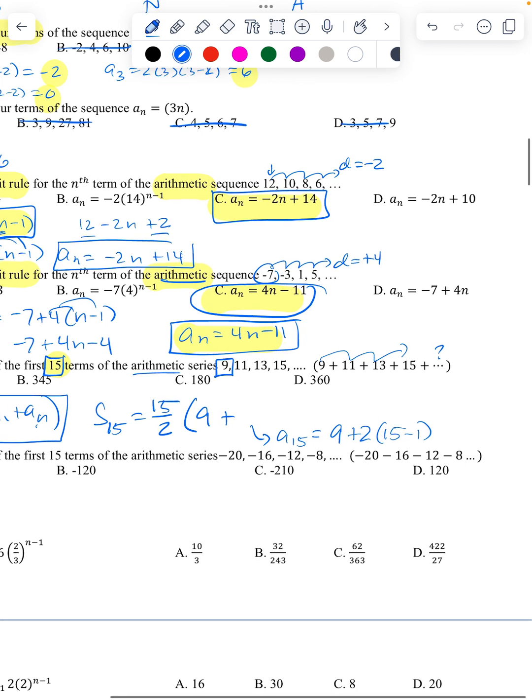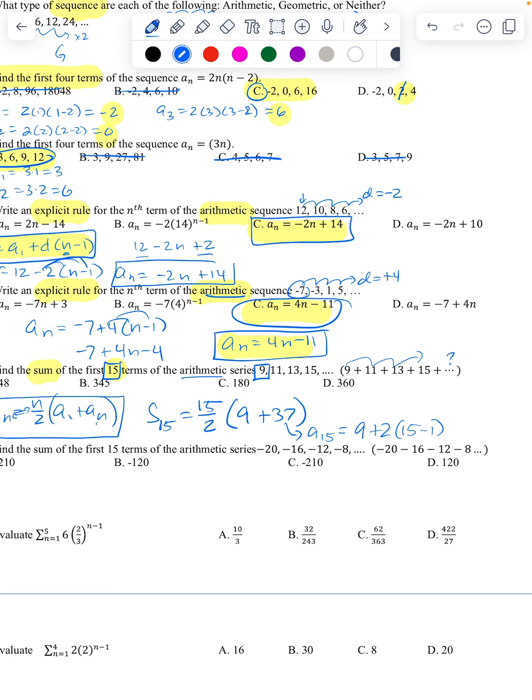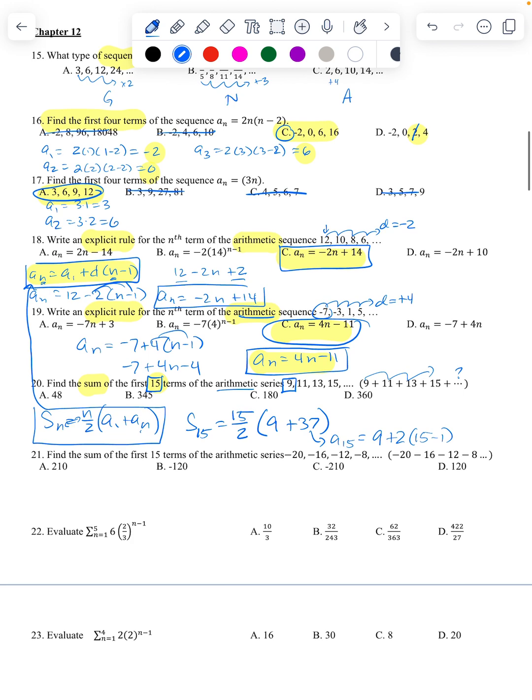So when I do that problem, I end up with a last term of 37. And then I type this whole thing into my calculator and I end up with 345. That would be the sum of all of those numbers if I added up the first 15. So that is going to be choice B.